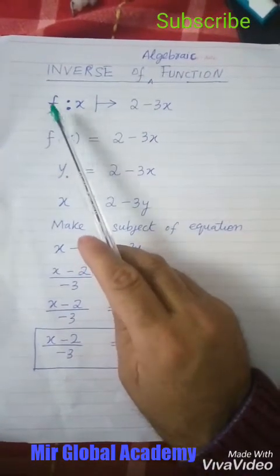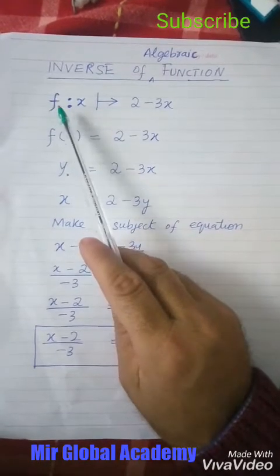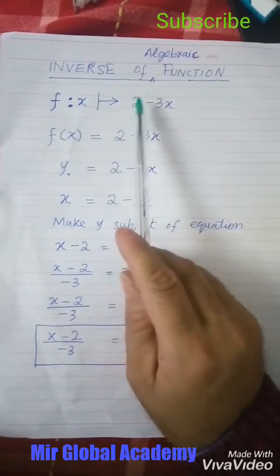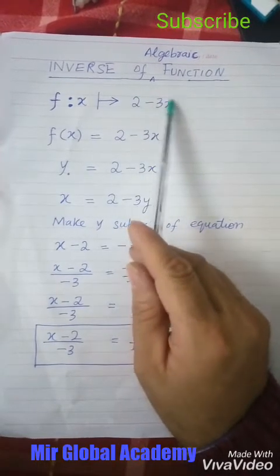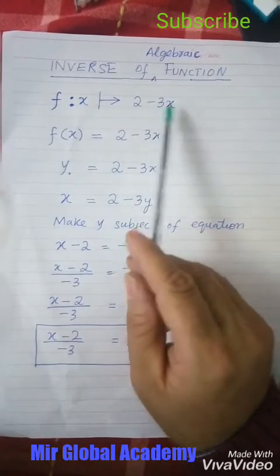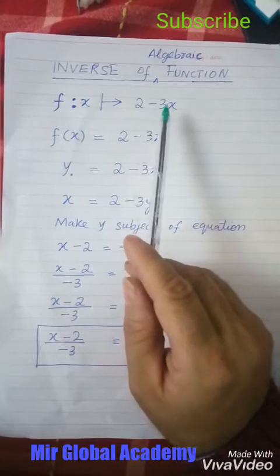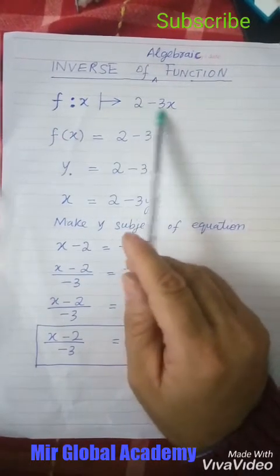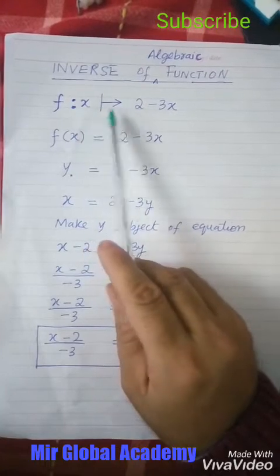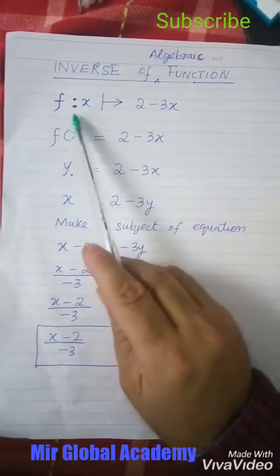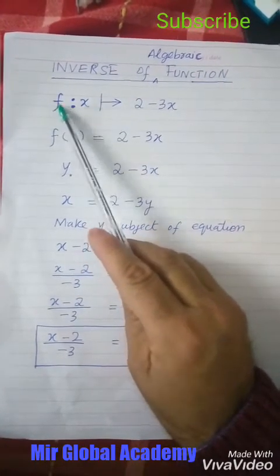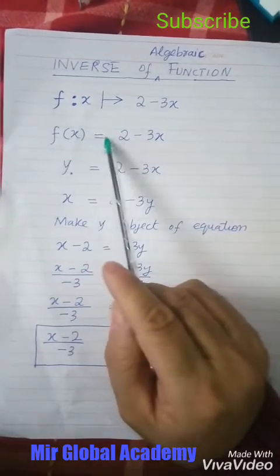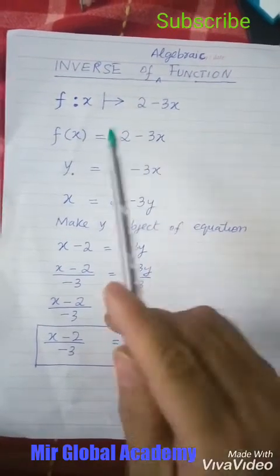The name of the function is f, and this function is based on the variable x, and basically this is the function 2 minus 3x. The name of this function is f, and the variable x is used in it, so that's why we write x over here. So we can write this function f of x like this: f of x is equal to 2 minus 3x.